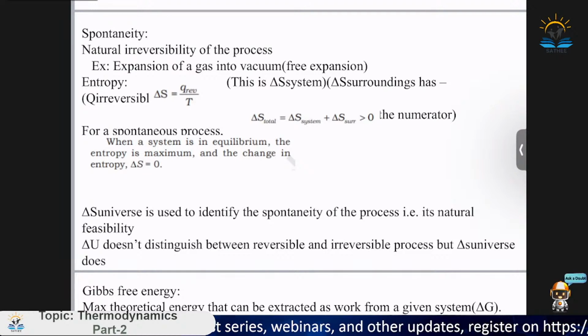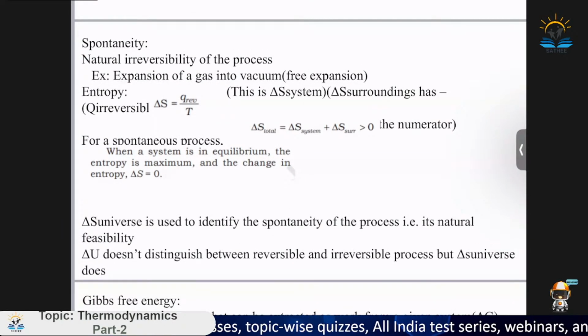Entropy: delta S is equal to Q reversible by T. It is the measure of the system's randomness. Entropy is a state variable, and entropy is one evolution from the second law. Entropy tells you whether a process is spontaneous, non-spontaneous, or in equilibrium. Delta S is equal to Q reversible by T. This is delta S of the system, where Q is the reversible heat given to the system.